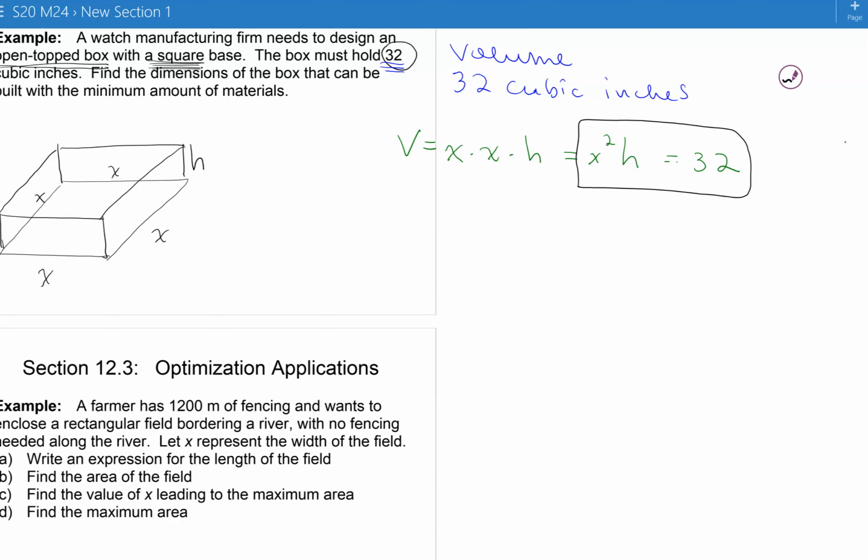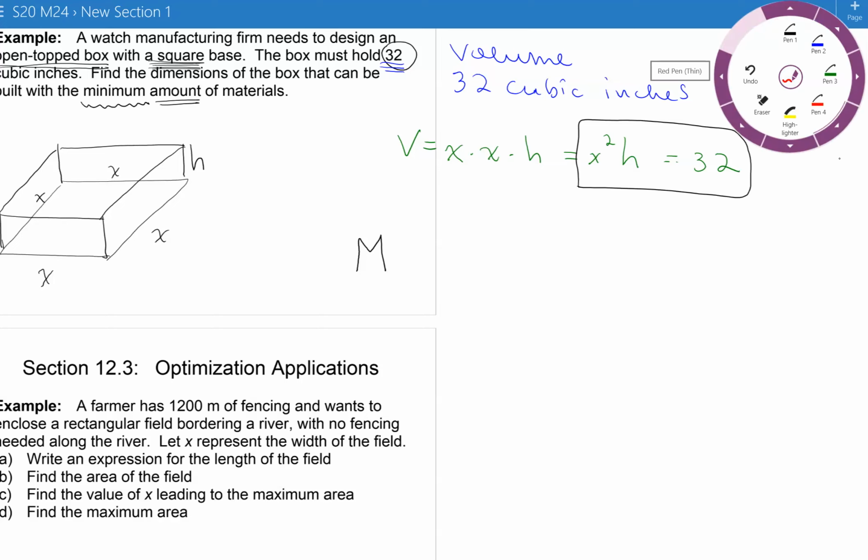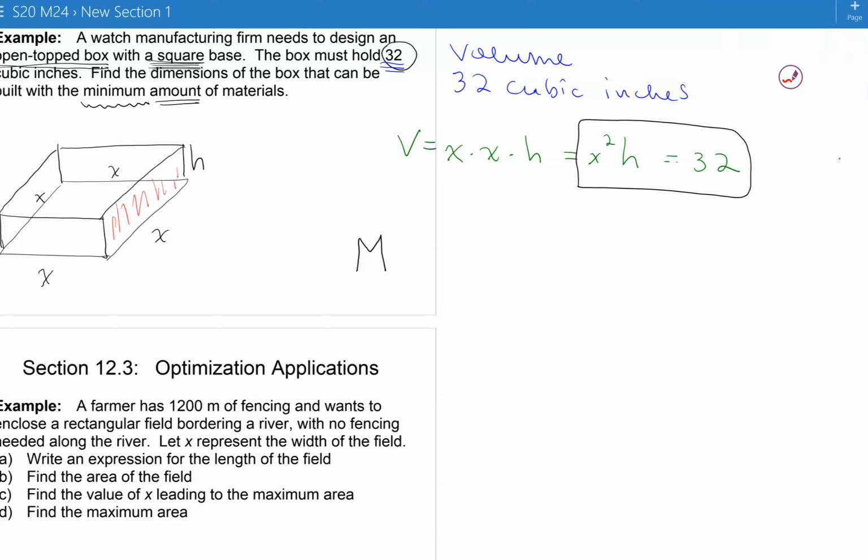So then we need to maximize or minimize something. So read the problem carefully until you figure out what that is. And here we're asked to minimize the amount of materials. So I'm going to call the amount of materials M, or you could call it A, or whatever you like. And the amount of material is, if it was made out of cardboard, how much cardboard will it take to make it? So I have 4 vertical sides.